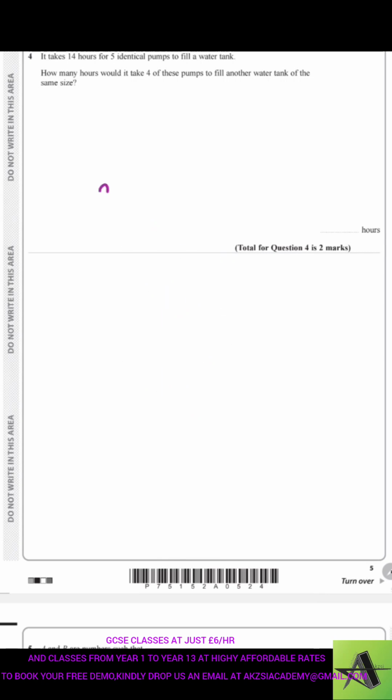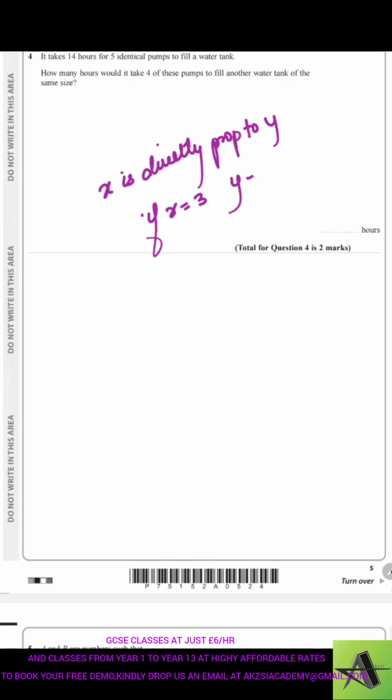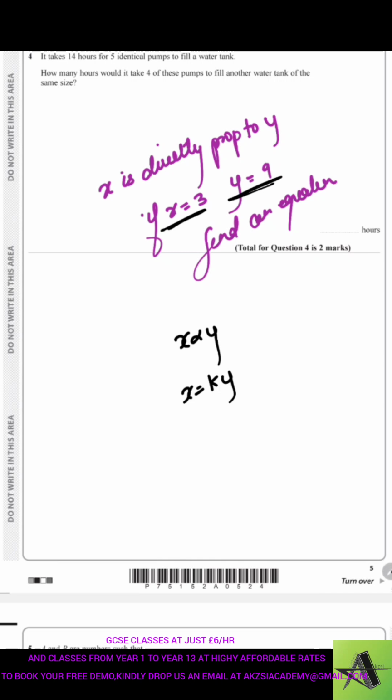Suppose it's written as x is directly proportional to y. If x is equal to 3, y is equal to 9, find an equation connecting them together. First thing, it says x is directly proportional to y, so I will write x is directly proportional to y, and x equals ky. Now the main purpose and the only purpose is to calculate the value of k, which we can calculate by putting the values of x and y.